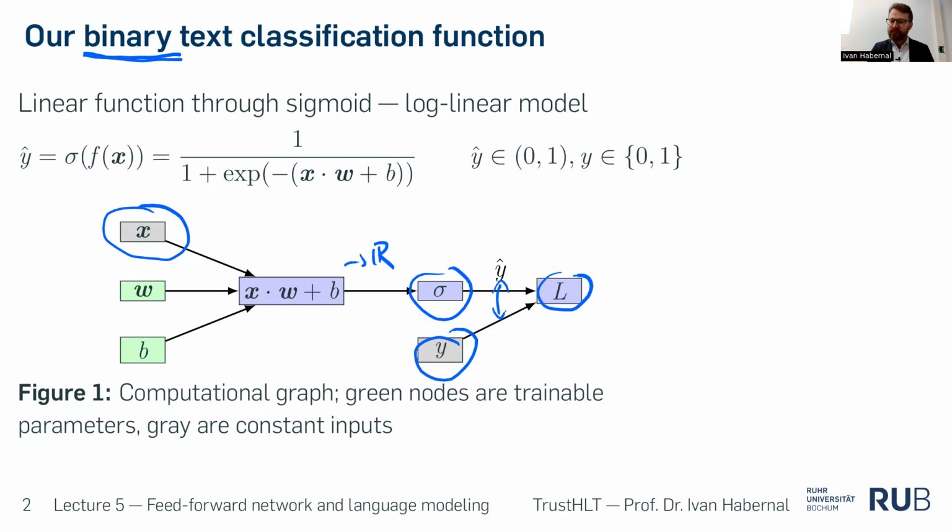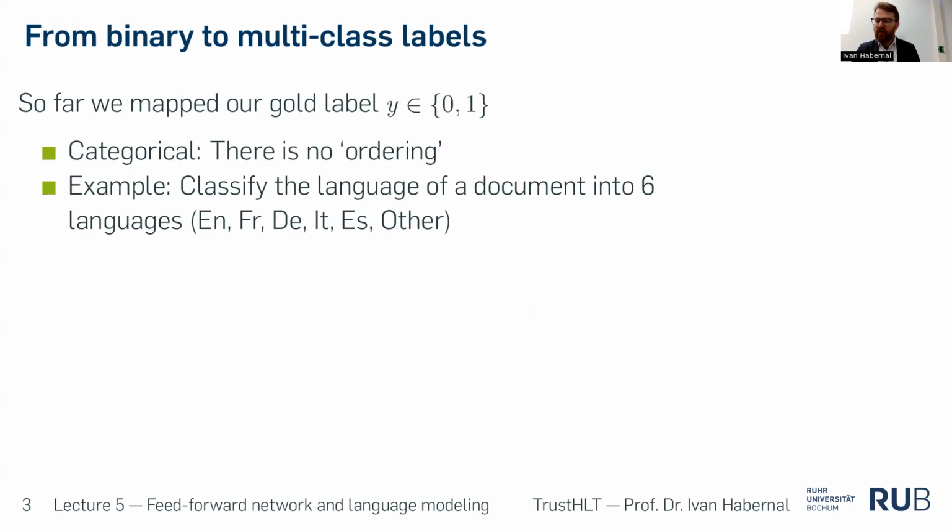Cool. So now we should be on the same starting page, although you forgot or don't remember exactly. So this was our binary model, and we need to turn this into predicting more things, not just a single real number, but something else. So how do we turn from binary to multi-class labels?